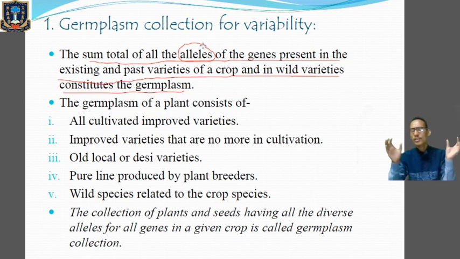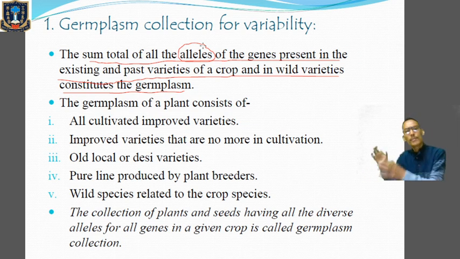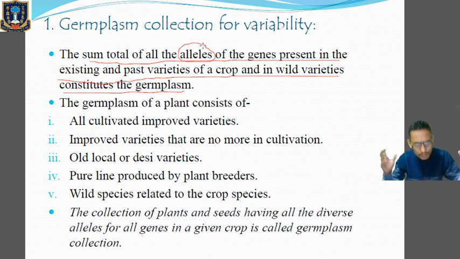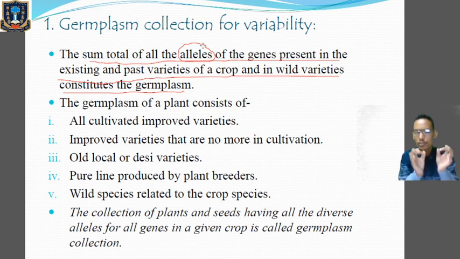That means when we collect all the alleles of our genes of the present varieties of the plant, the past varieties of the plant, and the wild varieties of the plant, then it will form the germplasm collection. So germplasm collection means collection of all the alleles. Okay, collection of plants and seeds having all the diverse alleles. So when we consider the sum total of the alleles, it is called the germplasm. But when we collect all the alleles of the plant and the seeds, then it will form the germplasm collection.